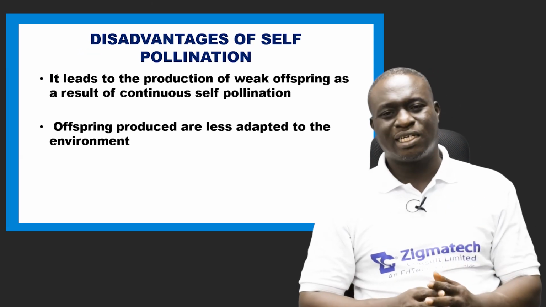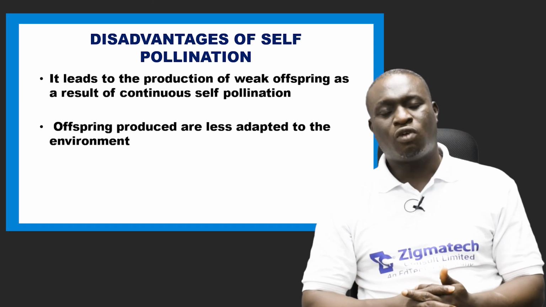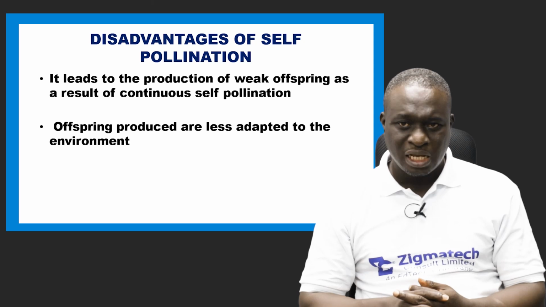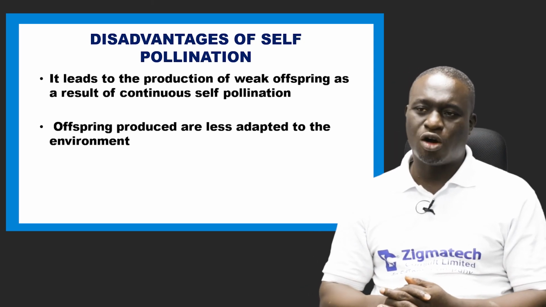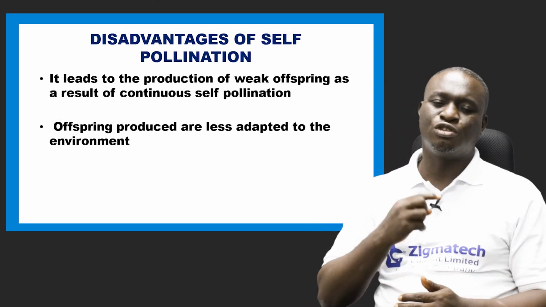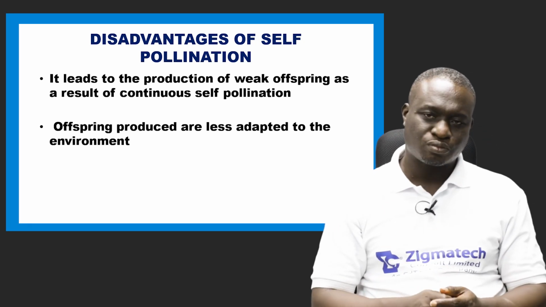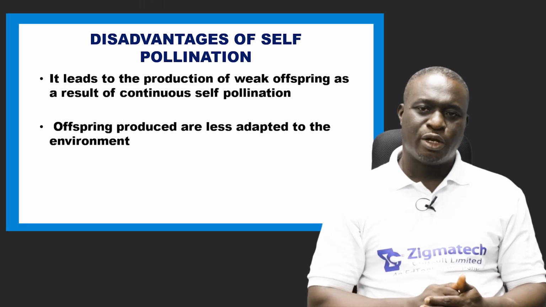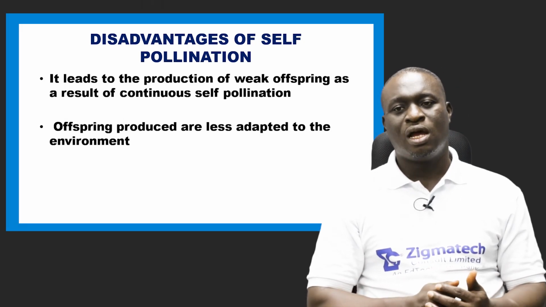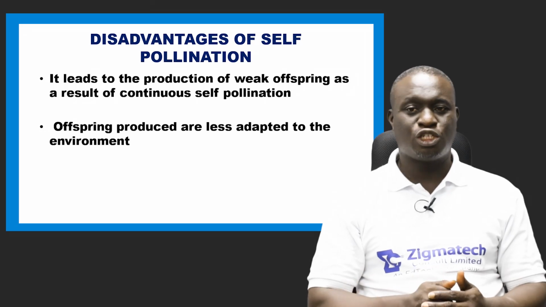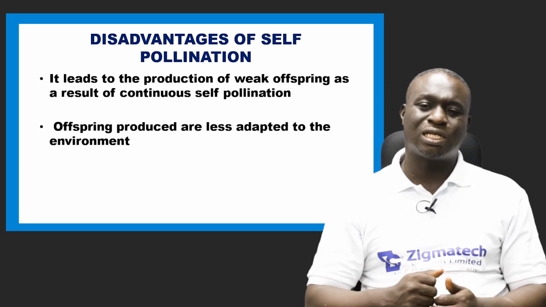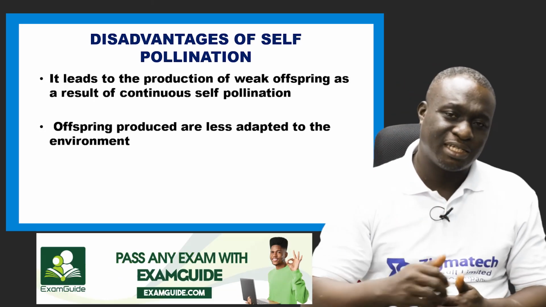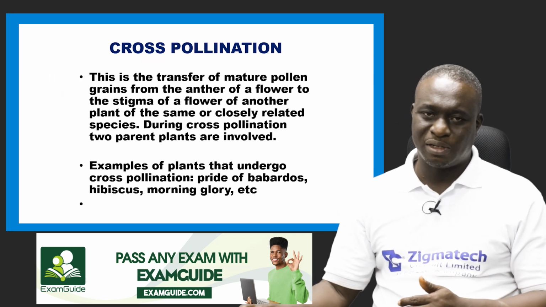Now, what are the disadvantages of self-pollination? Self-pollination leads to the production of weak offsprings as a result of continuous self-pollination. Number two, the offspring produced are less adapted to their environment.